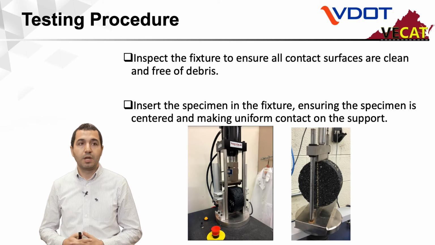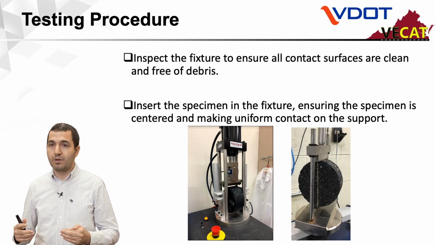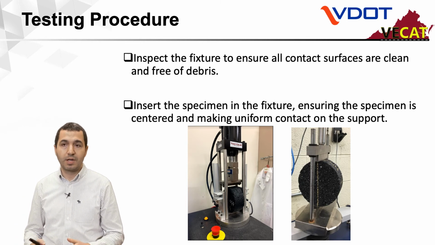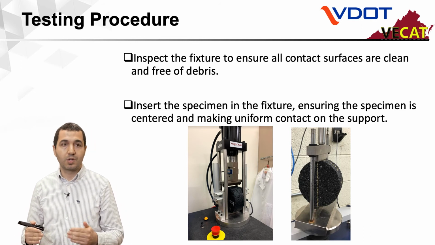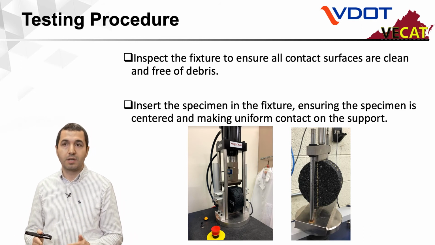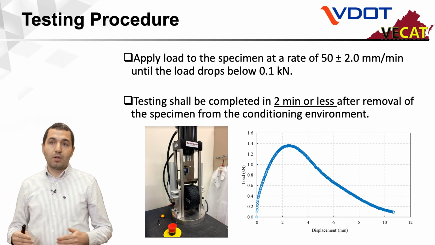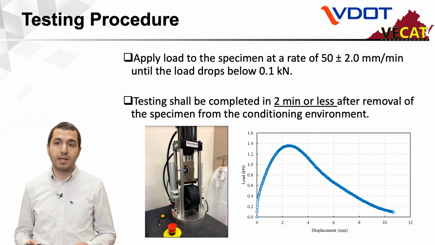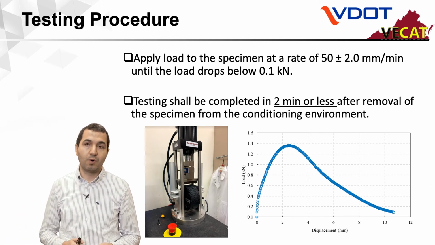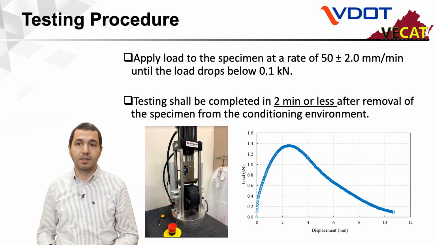Testing procedure, as for other tests, TSR and IDT-CT: you are going to inspect your fixture to ensure that all surfaces are clean and free of debris, and then make sure that specimens are installed, ensuring they are centered and making uniform contact on the support. And then the loading rate is the same as the cracking test, 50 plus minus 2 millimeter per minute, and then load drops to 0.1 kilonewton. So you could use the settings that you use for the CT index test for this test as well.